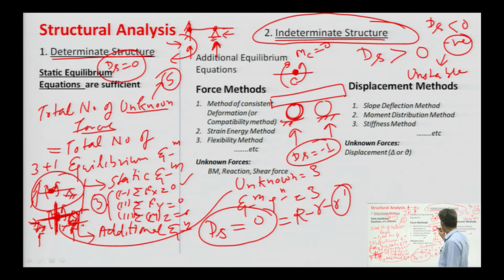Why is it unstable? Because when you apply a horizontal force here, that beam, that part, will slide over. So, it is not a structure, it is unstable. A structure is said to be a structure if it is stable. An unstable structure does not have any meaning. So, these are the indeterminate structures.